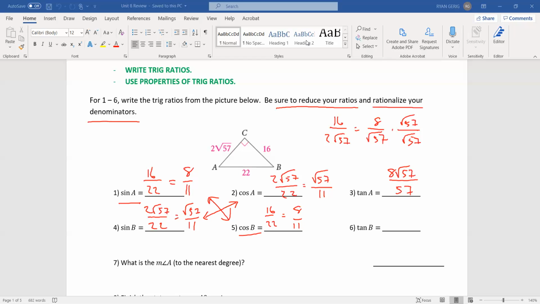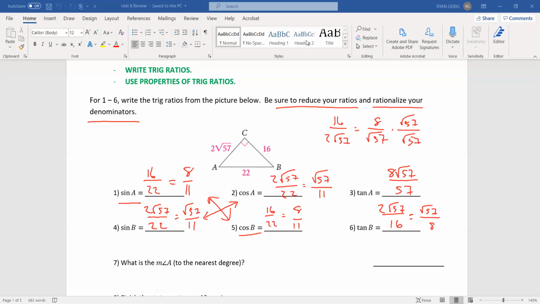Okay. Tangent of B is just the reciprocal of the tangent of A, but the tangent of A is nasty looking. Let's just do it, just looking at the picture. It's the opposite side, so 2 radical 57 over the adjacent side, which is 16. Reduce it, square root of 57 over 8.